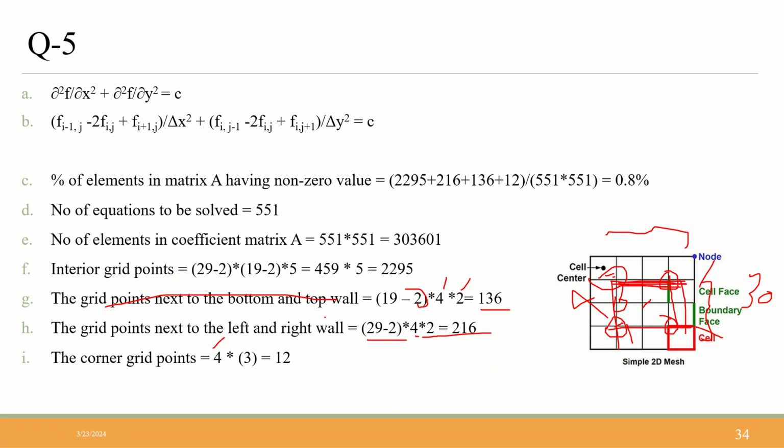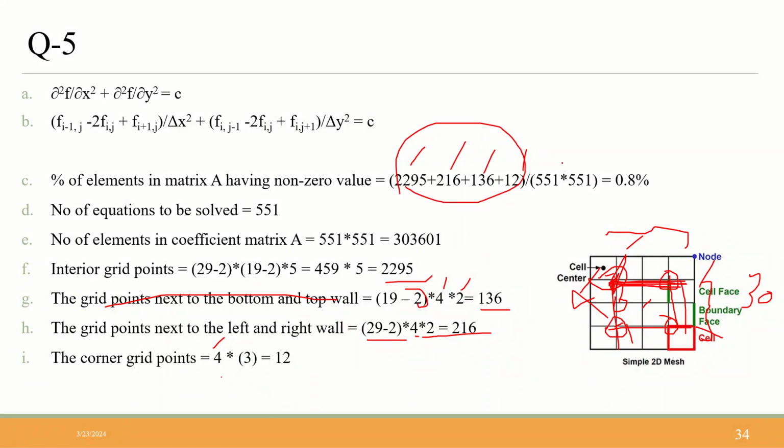So 4. In those 4 corner points, we have 1. For this particular point, we have 2 variables which are lying in the boundary. So in the proper equation, we need to have 5 variables. So it is like 5 minus 2. We are getting 3, right? So 4 corner points, we have 4 into 3, 12. So we are adding everything over here. 2295 plus 216 plus 136 plus 12. And these many elements are present which are non-zero.